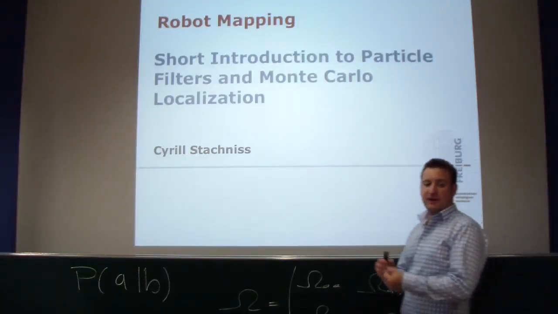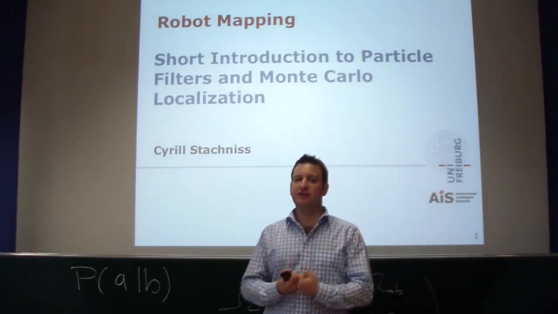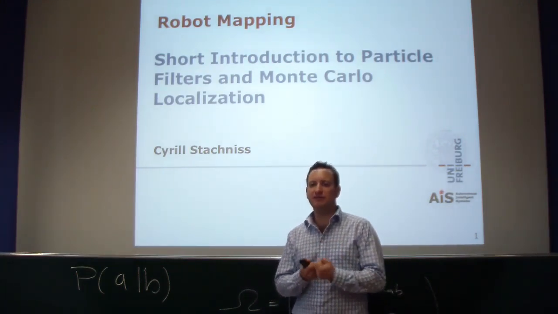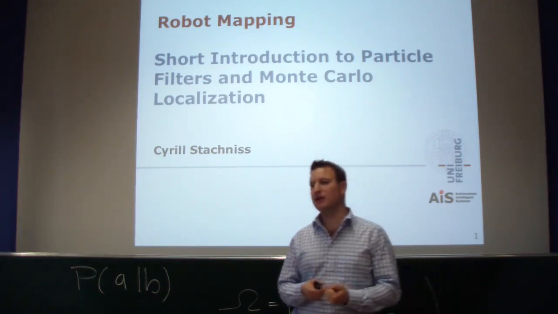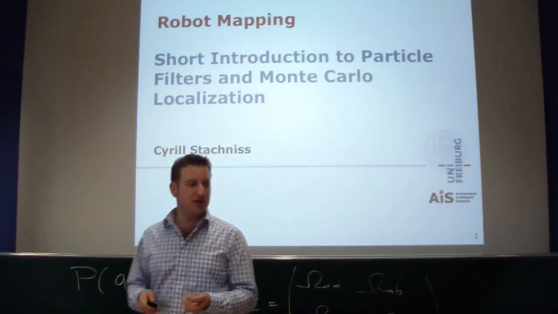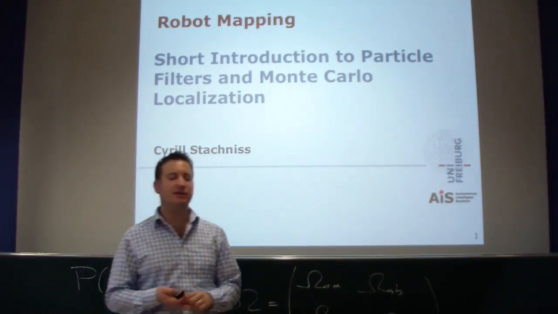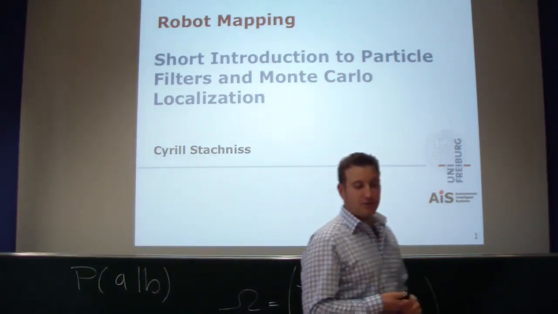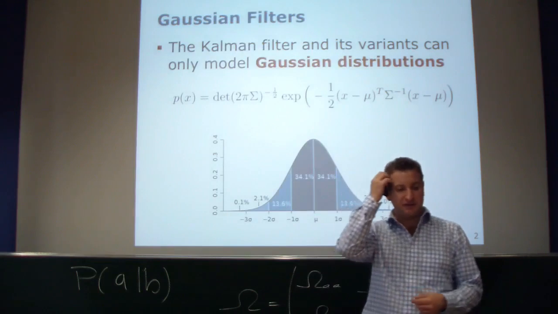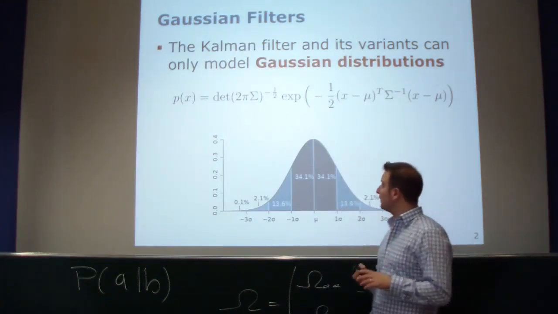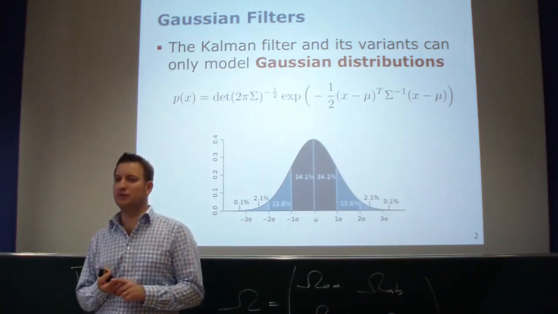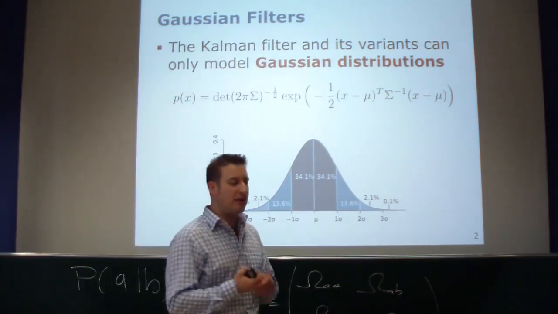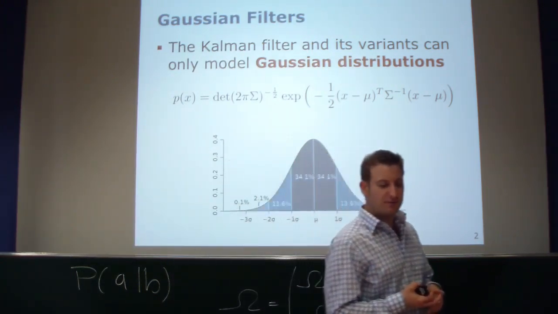Okay, so the idea of this lecture today is to give you a really brief and informal introduction to the particle filter, which is an alternative methodology compared to the Kalman filter, which is restricted to Gaussian distributions. All these Gaussian filters, the Kalman filter and all its variants, always assume we have a Gaussian distribution, and they were only able to maintain this Gaussian distribution.